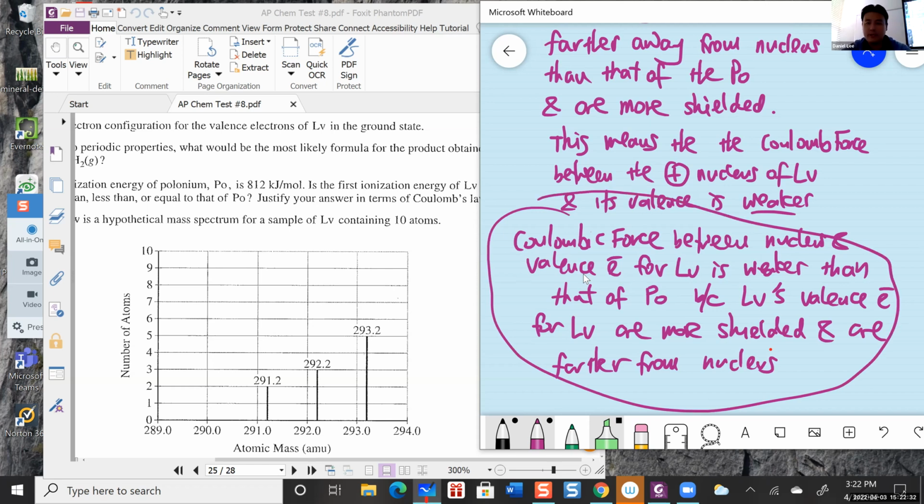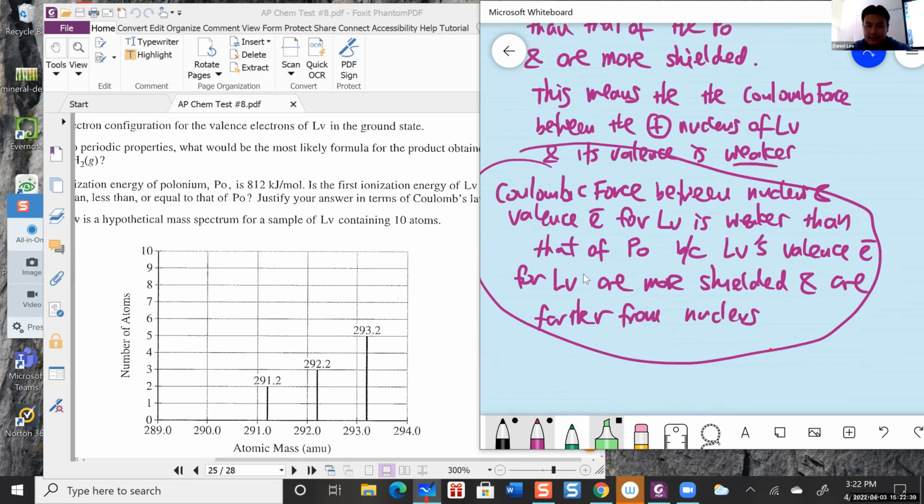Sometimes you write an answer and you feel like the grammar is bad. They'll know you're Asian, and they'll give you points off. So you want to make sure you write it in such a way that it is at least somewhat grammatically correct. So the Coulombic force between the nucleus and valence electron for LV is weaker than that of polonium. Why? LV's valence electron is farther and more shielded than that of the PO. I have some corrections I have to make here, but you get the idea. So you can perfect it.